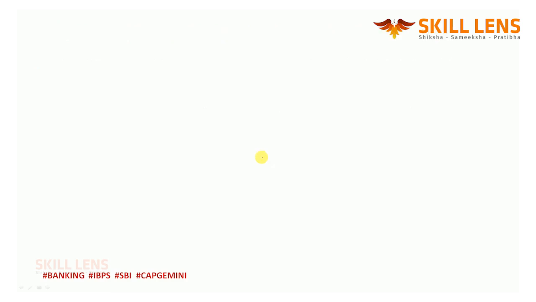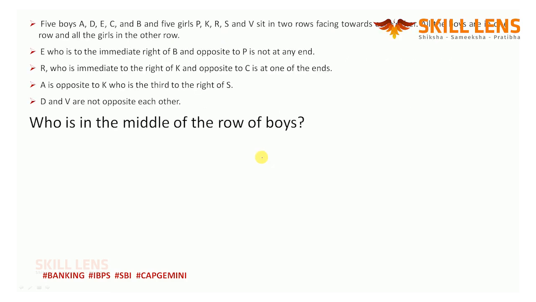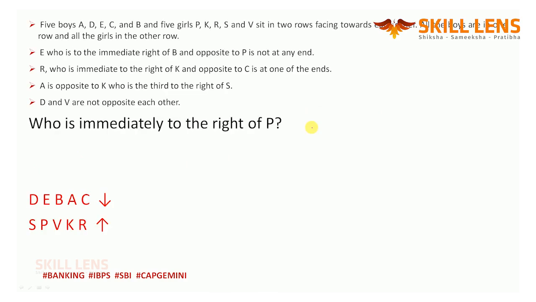Let's try to solve your questions. Who is in the middle of the row of the boys? So who is the middle of the row of the boys? B. So B is the correct answer. Let's try to solve one more question. This is your final arrangement. Who is immediately right of P? V. V is immediate right of P.